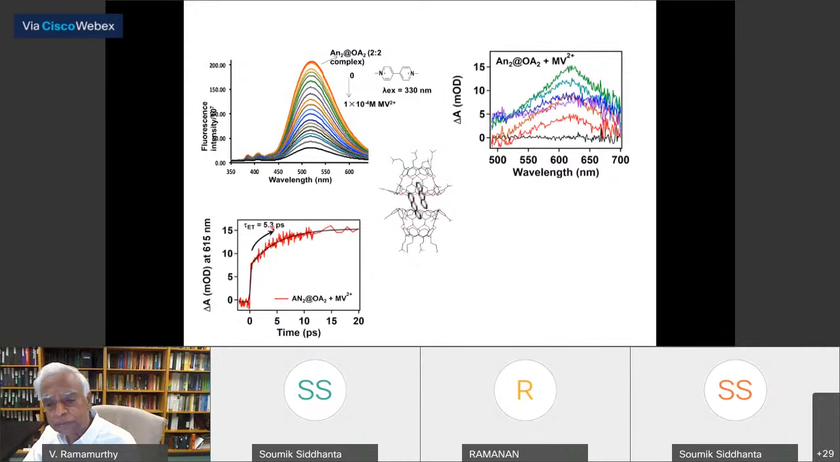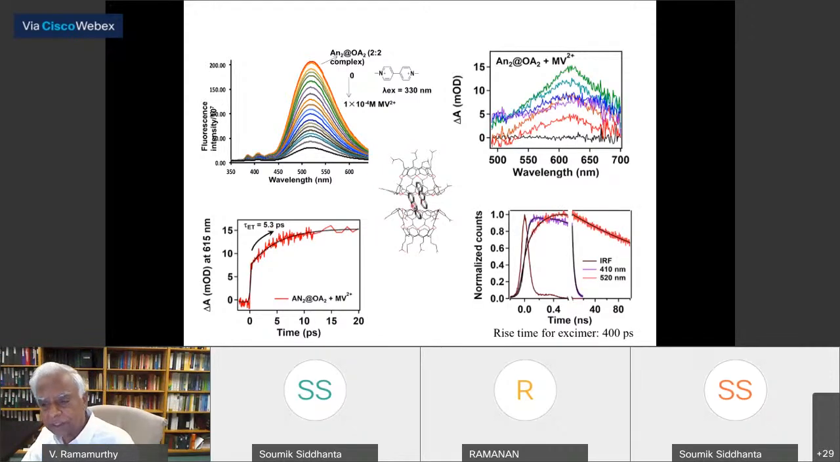And then if you remember, to form the excimer emission, there was a time delay. The excimer emission starts emitting and then it is decaying. On the other hand, when the electron is getting transferred from inside to the outside, that takes about 5.3 picoseconds. There are two different time scales. This is 400 and 5. So that means we are not quenching the excited state of the excimer. We are quenching something before the excimer. So what we believe is we are exciting this molecule that goes to the excited state, and that molecule is transferring the electron to the viologen that is outside.